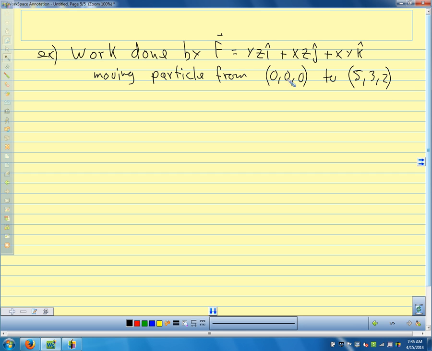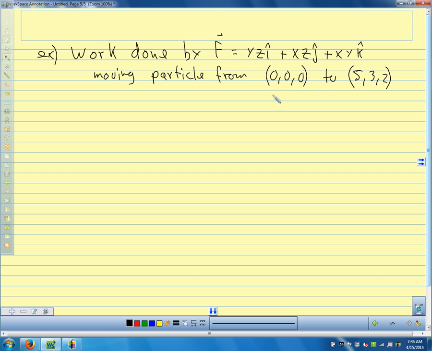All right, so we have our force. We're moving our particle from 0, 0, 0 to 5, 3, 2. What do we need to do to solve this problem? We need to find a vector. We need to find PQ. Do we need a vector for our line integral over a vector field? We need some kind of vector. But is it going to be just a single vector? What do we need to use?